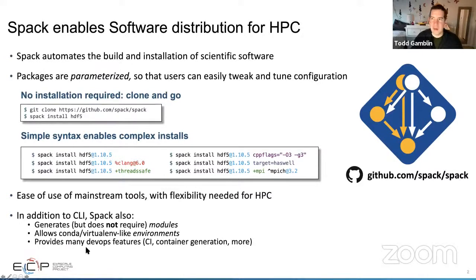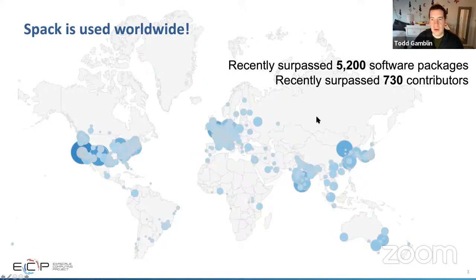And it has a lot of DevOps features in addition to just installation features. So you can manage the packages. It keeps a database of what's installed. The metadata is there. There's CI, container generation, and lots of other features built into Spack. And I'll talk about some of those and how we've been building them on top of Spack environments later. It's widely used. We recently surpassed 5,200 packages in the mainline, and we've got 730 contributors as of this year. That's contributors ever. It's not stable contributors, but we have a pretty strong base of regular contributors.